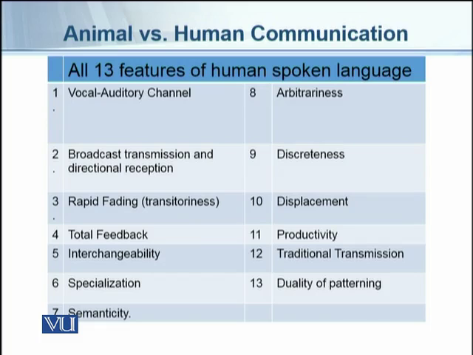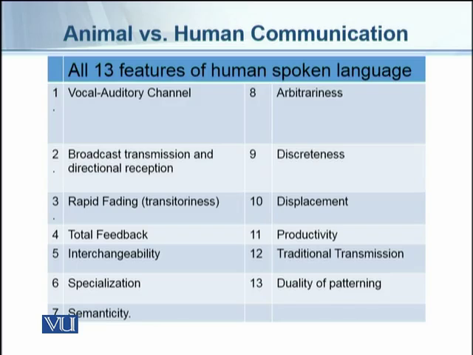Vocal-auditory channel: the communicator speaks, the receiving individual hears. Broadcast transmission, directional reception: the message goes out in all directions, and the receiver can tell what direction the message comes from. Sign language uses line of sight transmission instead. Rapid fading: the message is transitory and does not persist.